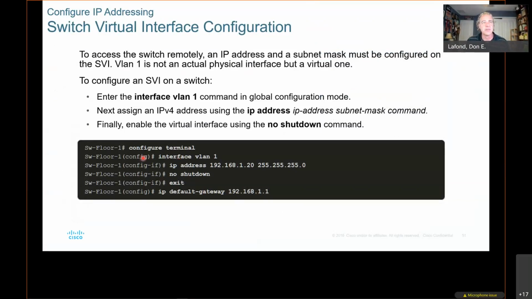In this case, in global configuration, go into interface VLAN 1 to get to the interface VLAN 1 configuration, and then you set an IP address and a subnet mask, and then you type no shutdown.